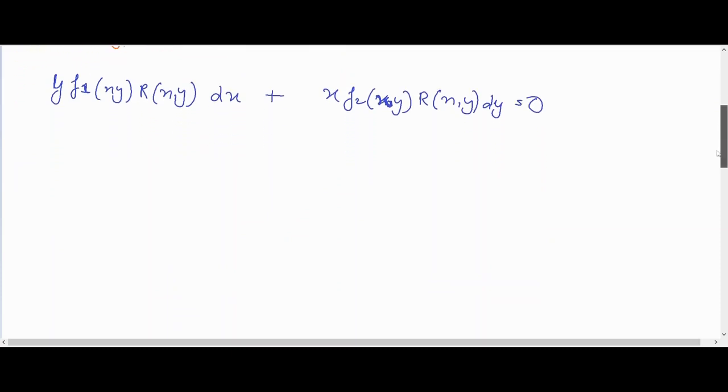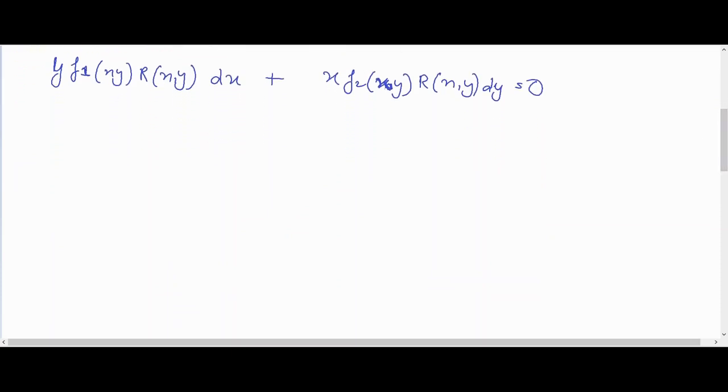तो ये लिखने के बाद अब हम देख सकते हैं कि ये पूरी की पूरी चीज़ इज़ अवर न्यू M. सो आई विल कॉल इट M dash और this whole thing is N. तो इसको हम बोल देंगे N dash, राइट? Now the condition for this to be exact is if del M dash by del y अगर इक्वल हो जाता है del N dash by del x के, then this will be an exact differential equation. So let's just take derivatives as usual.